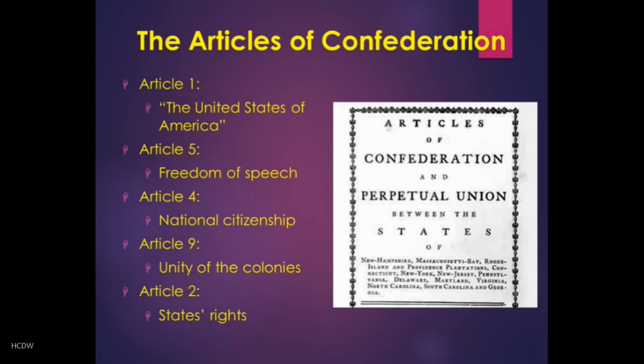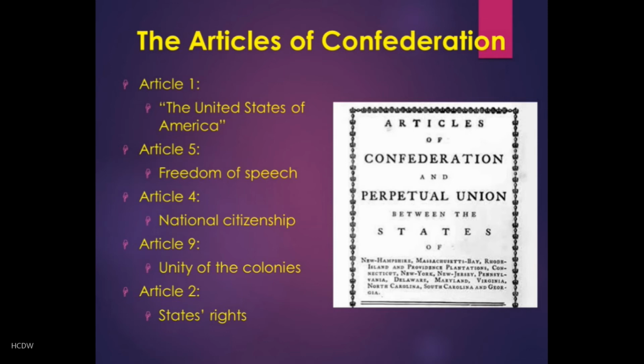Article 9 also signified the unity of the colonies. It read in part, "The United States in Congress assembled shall also be the last resort on appeal in all disputes and differences in terms of boundaries and other things like that." So can you imagine individual states going to war against each other over boundary disputes? So this is an important idea.